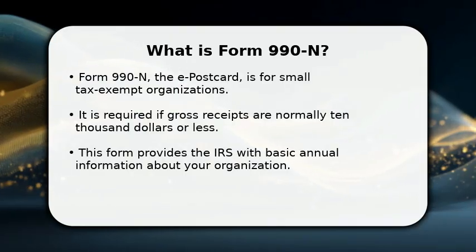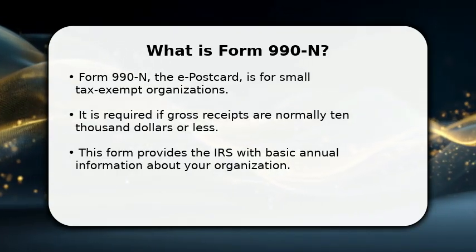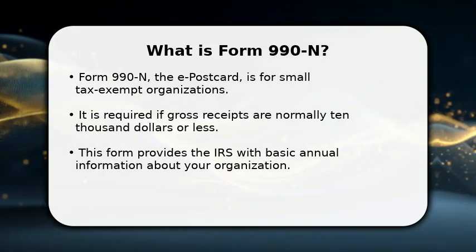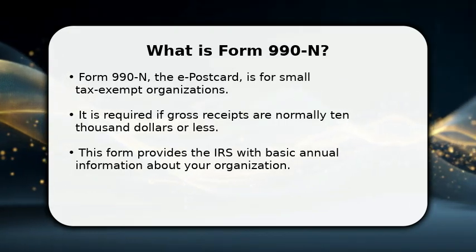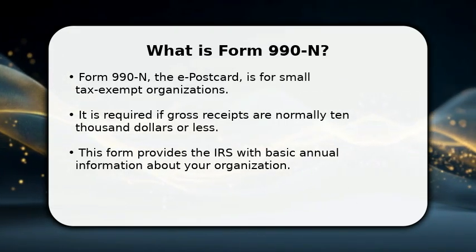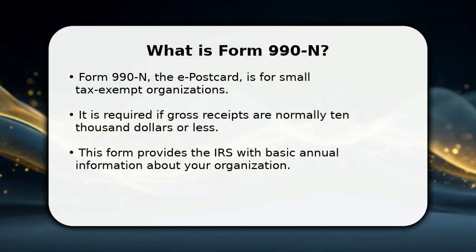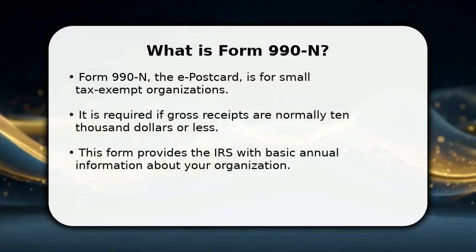In this video, I will explain how to file Form 990N, also known as the e-postcard. This is a simple electronic form for small tax-exempt organizations. If your organization's gross receipts are normally $10,000 or less, you likely need to file this. It helps the IRS keep track of your organization's tax-exempt status with minimal effort, ensuring compliance.